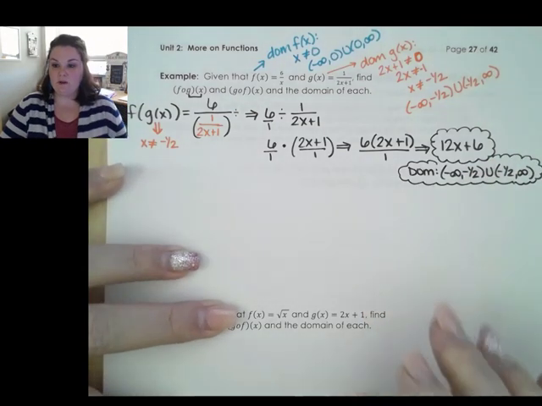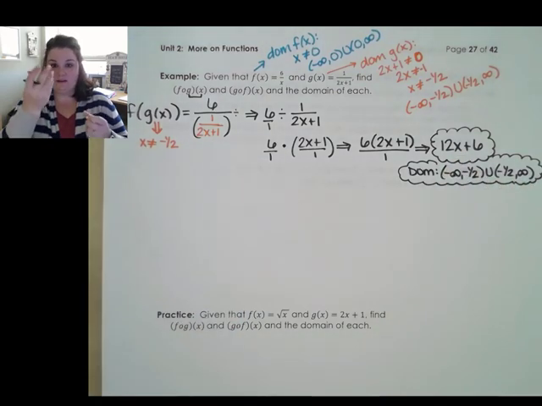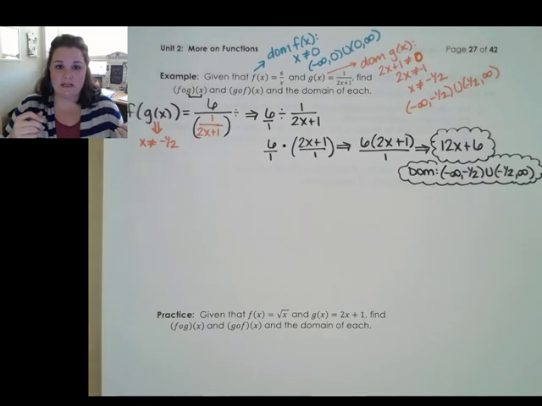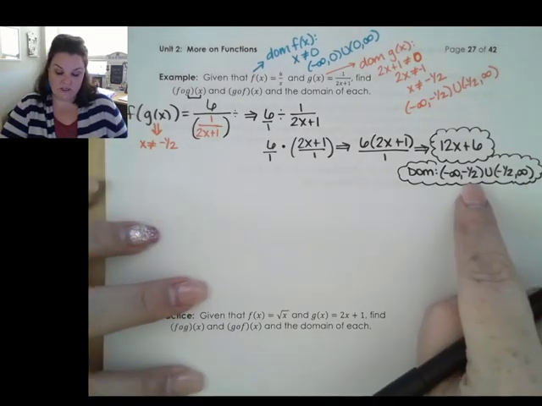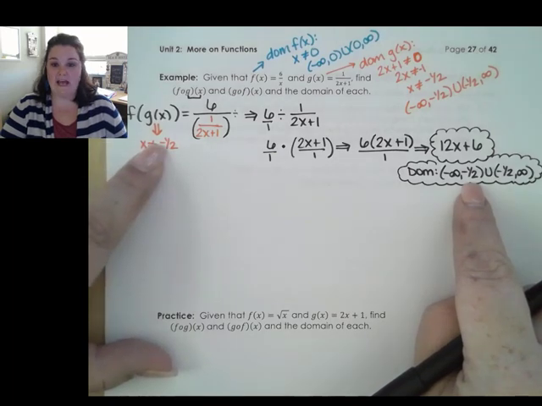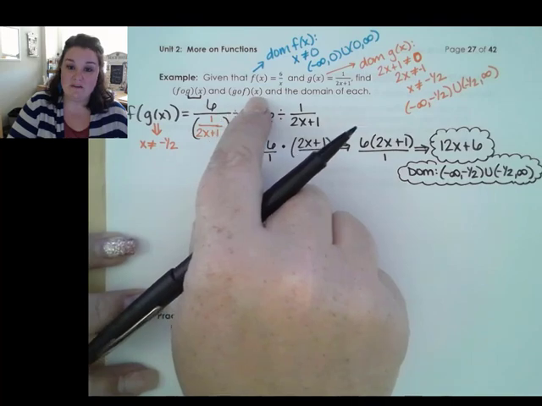Okay. If we would have had more restrictions, we would have taken this domain and taken out more things or whatever needed to be done. But in this case, we didn't end up with more issues, so we just stick with the original restriction we had. Okay. All right, let's look at our next one, which is g composed of f of x.